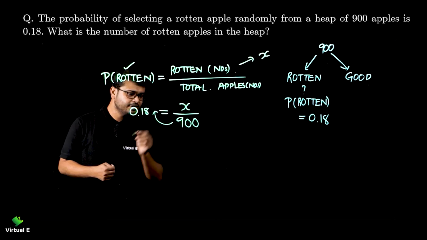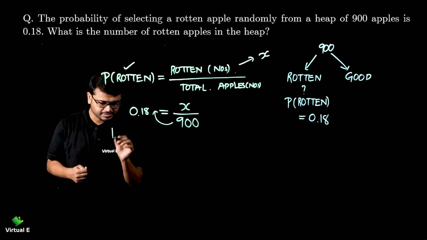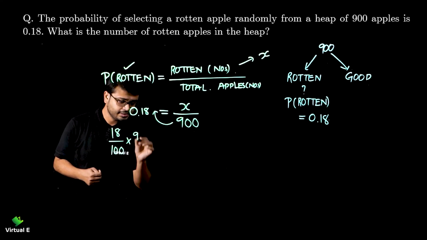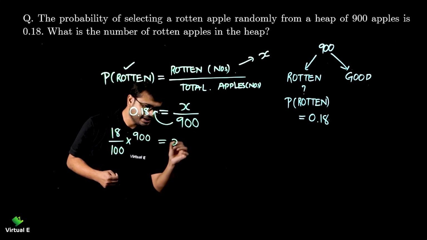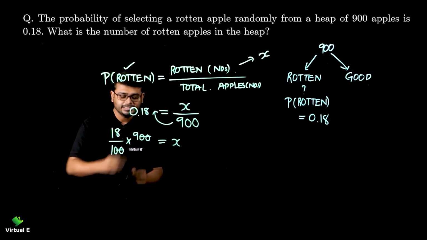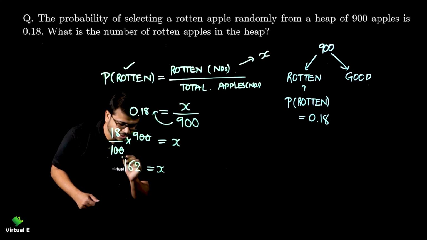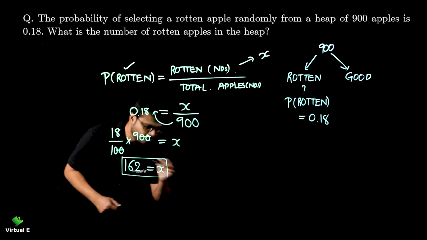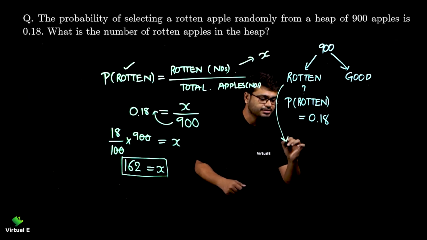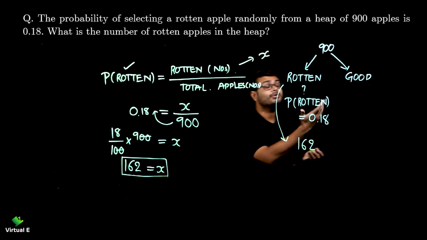Okay, this 900 will be multiplied over here, and for 0.18 I will remove the decimal, that is 18 over 100 multiplied by 900 is equal to x. So if I simplify, that will be my final answer. Now 18 nines are 162, which is equal to x. So x is what? The number of rotten apples, right? So how many rotten apples are there? 162.